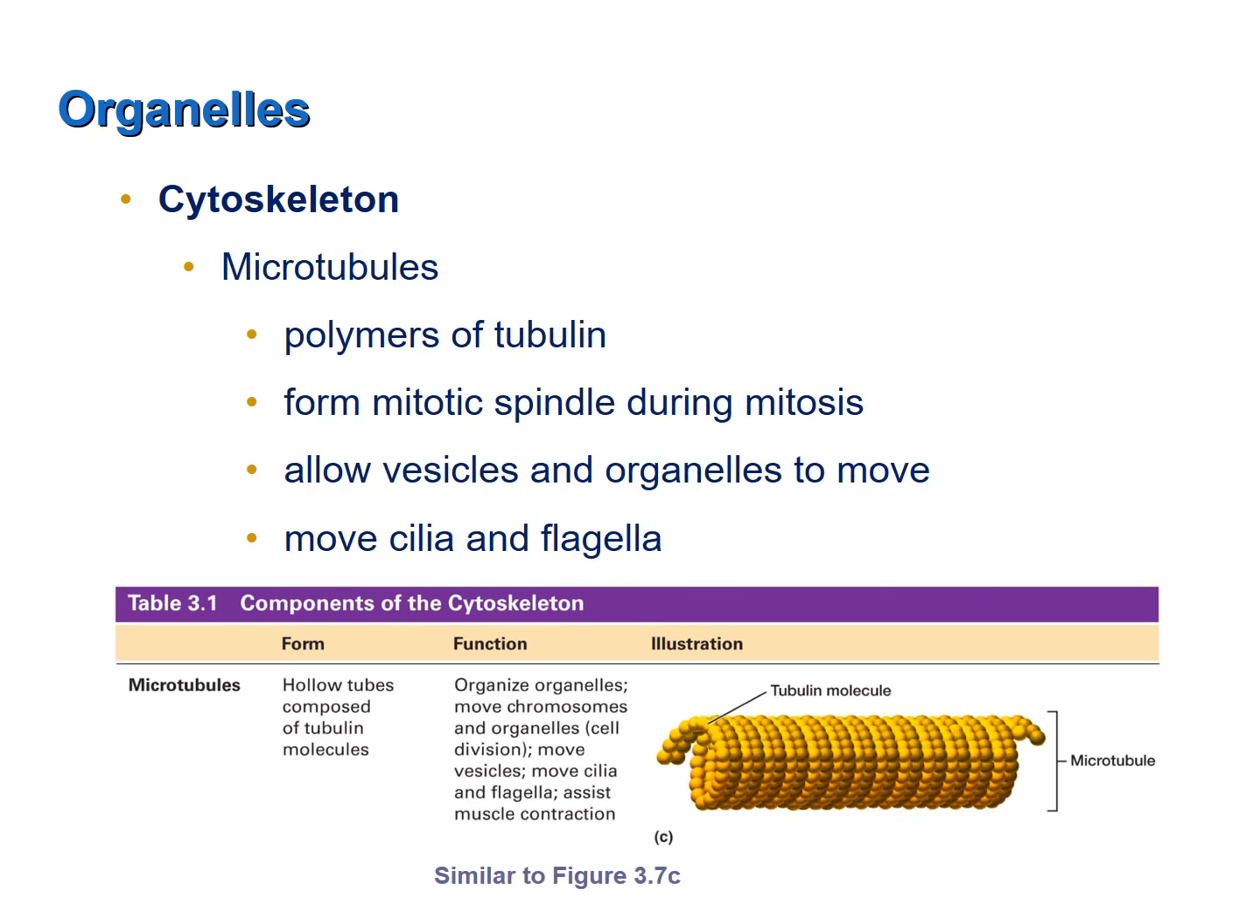Lastly, microtubules are polymers of tubulin. These are the largest of the structures that make up the cytoskeleton. Microtubules form the mitotic spindle during mitosis. They also allow vesicles and organelles to move within the cell, and they also are responsible for the movement of cilia and flagella.